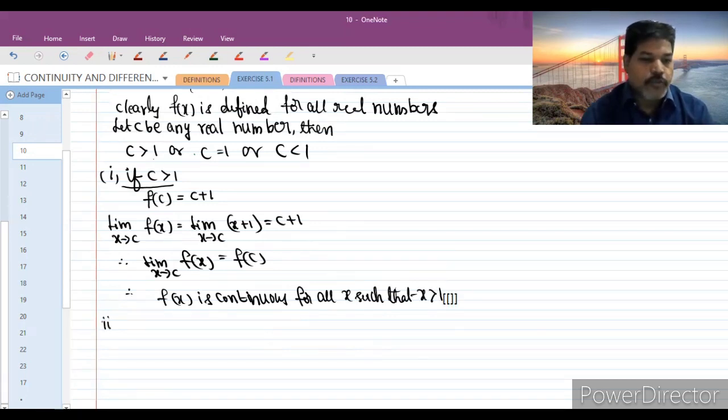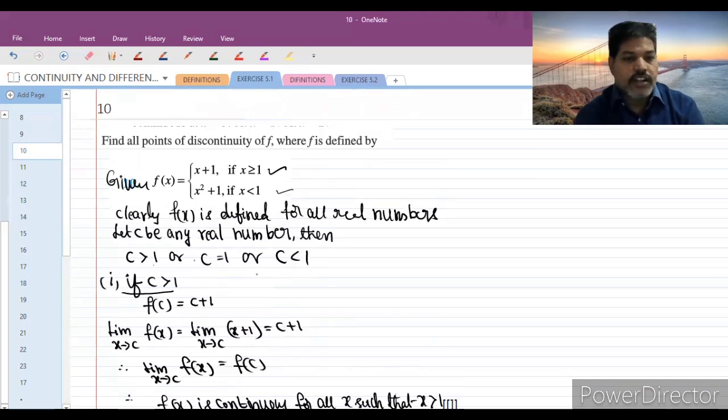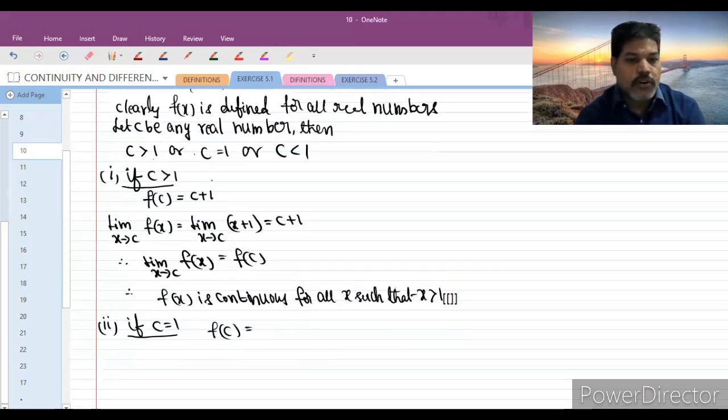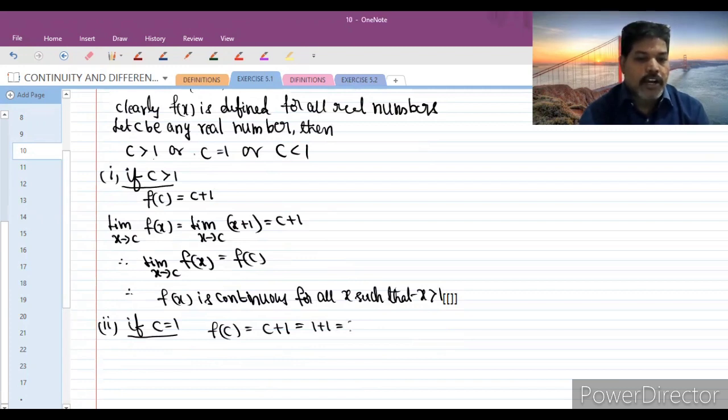Second case, we have to check if C is equal to 1. Then what happens? f of C is C plus 1, but the C value is 1 actually, so 1 plus 1 becomes 2.